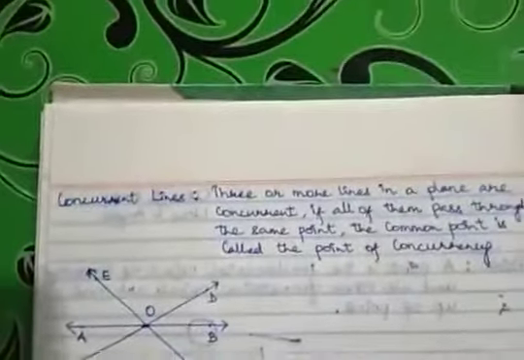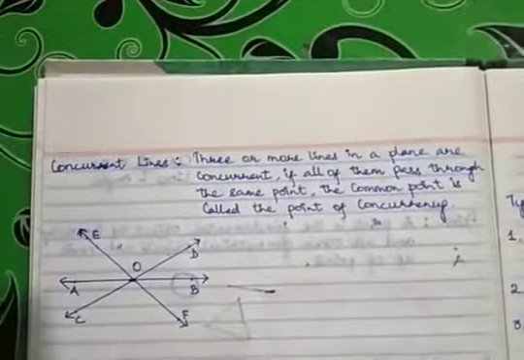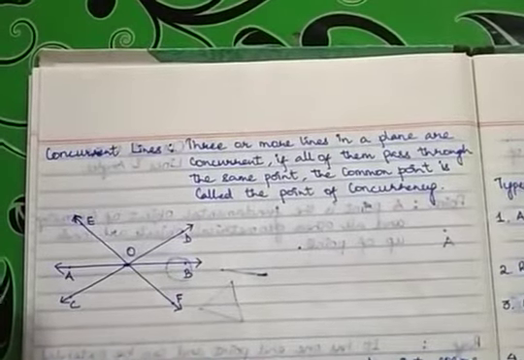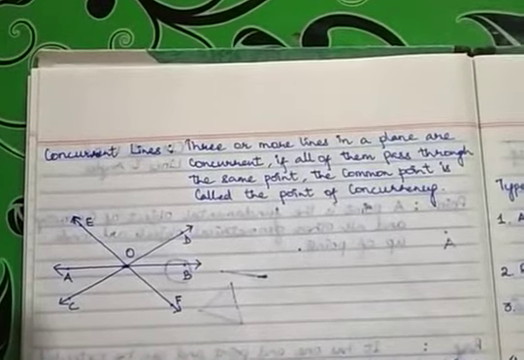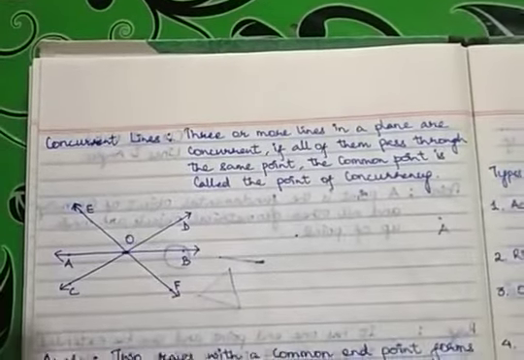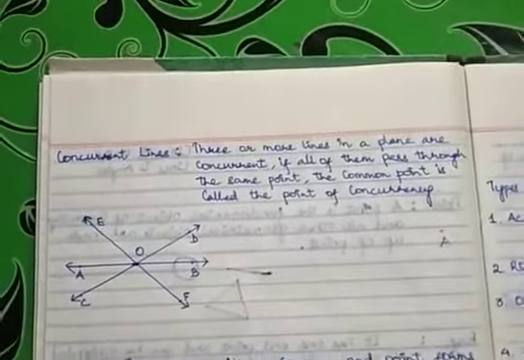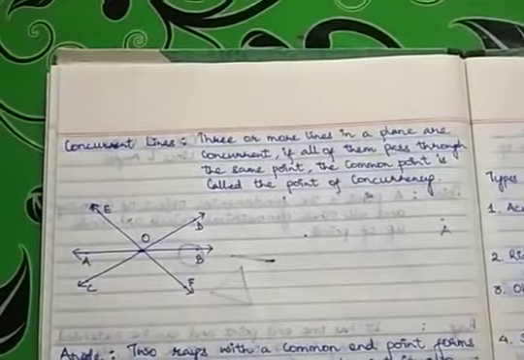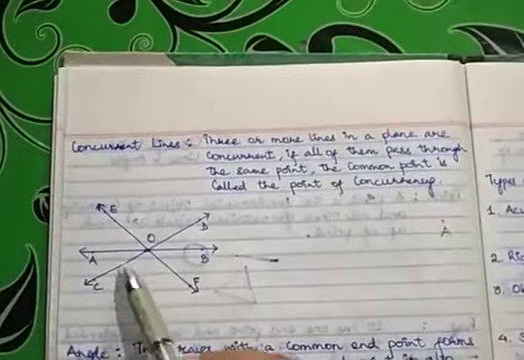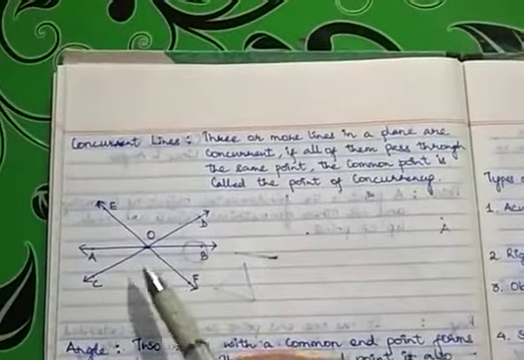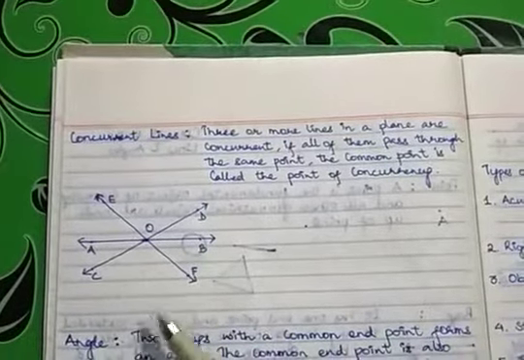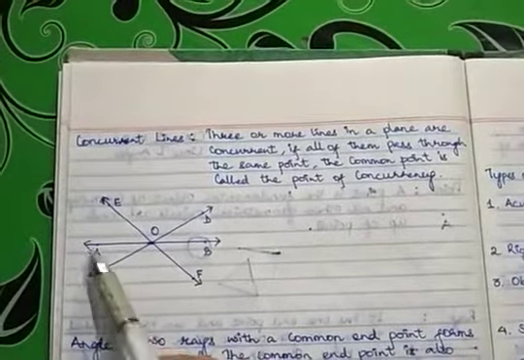The next one we have here is concurrent lines. Concurrent lines: 3 or more lines in a plane are concurrent if all of them pass through the same point. The common point is called the point of concurrency. For example, if 3 lines pass through the same point, that is C, what do you see here? We see a straight line AB, another straight line CD, and another straight line EF. I'm calling all of these straight lines, see, the arrows.